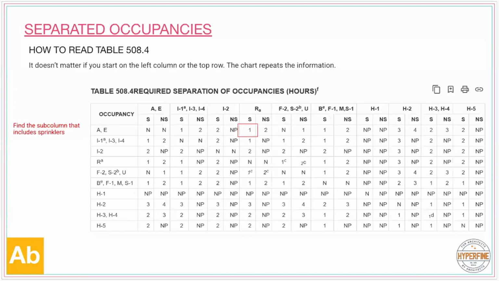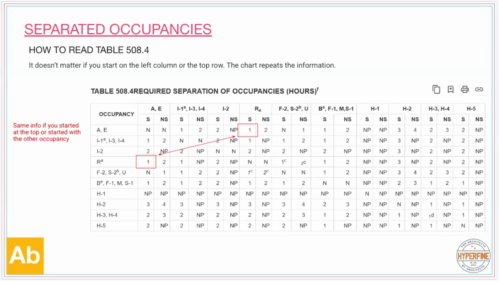So we read across from A, we read down from R, and we had two choices. Sprinklered, we have a 1-hour separation. Non-sprinklered, we have a 2-hour separation. So we said this was sprinklered, so we get to choose the 1-hour separation between these occupancies. This is a PPD level question where you might be asked to find this value. And then on PDD, you might be asked to find a wall assembly that can provide this type of 1-hour rating. Next, please.